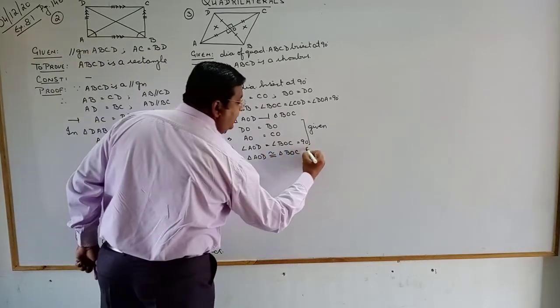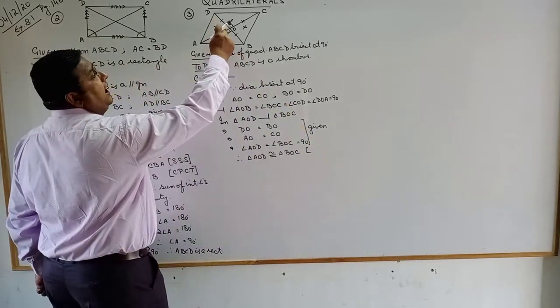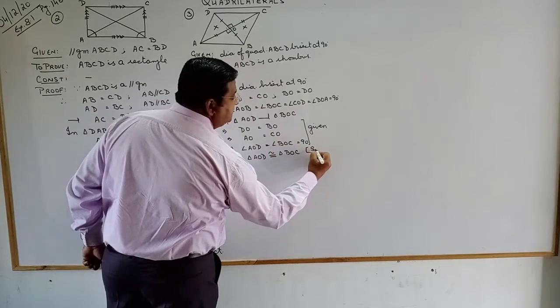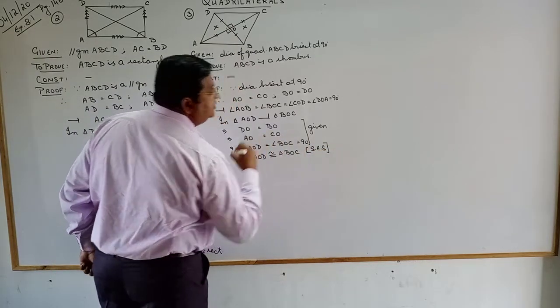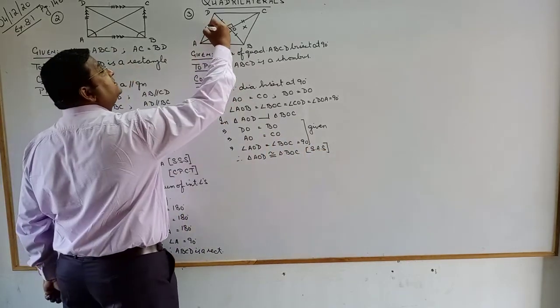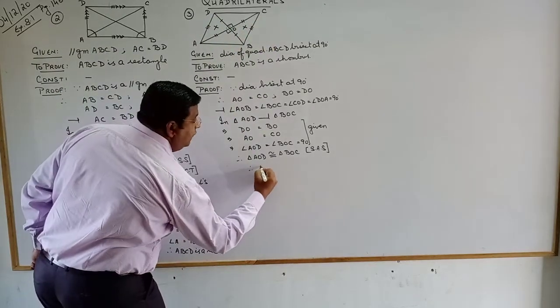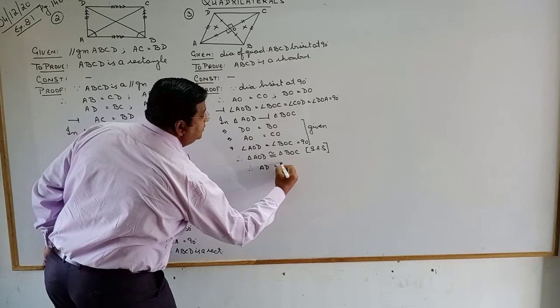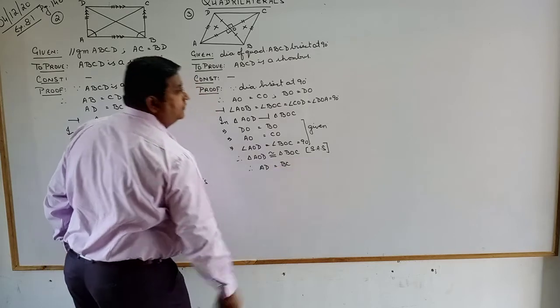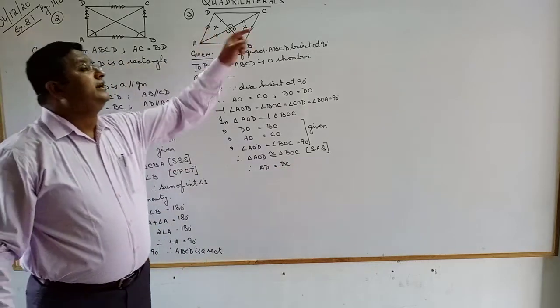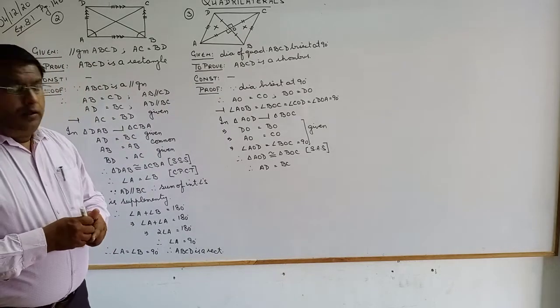By what congruency? Side, angle, side. SAS. And if these two are congruent, is this side equal to this side? CPCT. So therefore, AD is equal to BC.